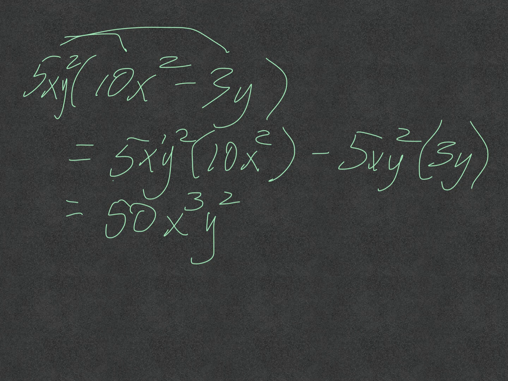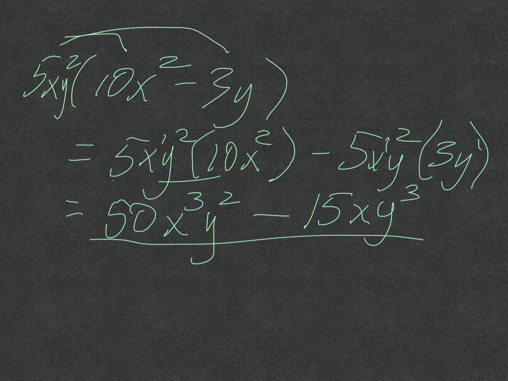It's not a distributive property. I'm just multiplying things, so I rearrange 5 times 10, x times x squared, y squared by itself, minus 5 times 3, negative 15, x squared, it's x to the first, times no x's over there, so it's still just x. And then I have y squared times y to the first, which is y cubed. Okay? And there's a solution right there.